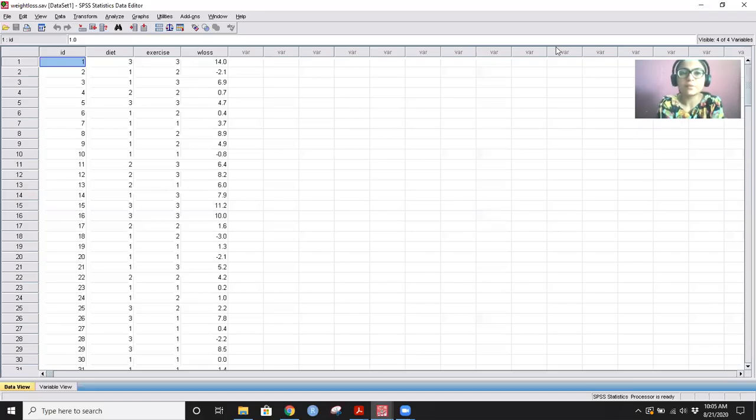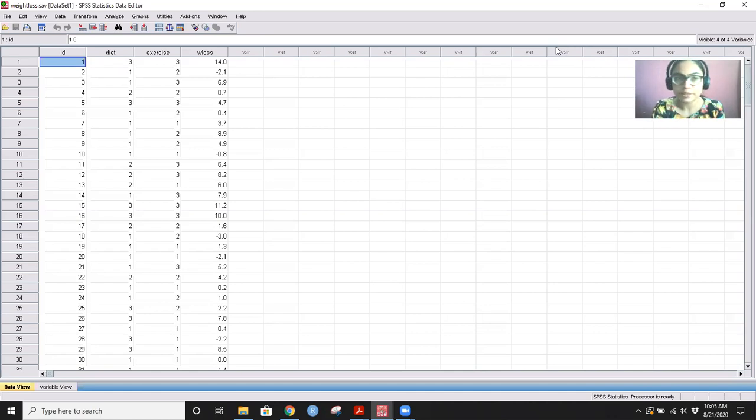Yeah, so hi everyone. We're continuing on the topic of two-way ANOVA, that is two-way analysis of variance. And as I told you, I would be splitting this into two parts. The first part has already been there as two-way ANOVA using SPSS part 1. Now we are at part 2 of two-way ANOVA.